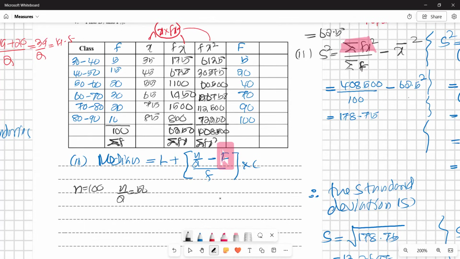Next class, 21st, 22nd up to 40. My target is 50. Next class is 41st to 70. But within that one, your target 50 is there.